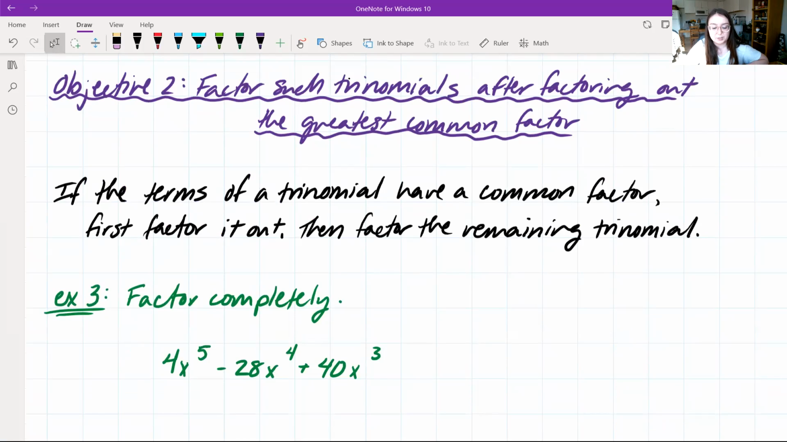All right, now objective 2, we want to factor such trinomials after factoring out the greatest common factor. So if the terms of a trinomial have a common factor or greatest common factor, first factor it out and then factor the remaining trinomial. So we're combining what we did in our last section with what we're doing in this section. So we're going to factor out our greatest common factor, and then whatever we have on the inside of our parentheses is what we're going to factor as our trinomial.